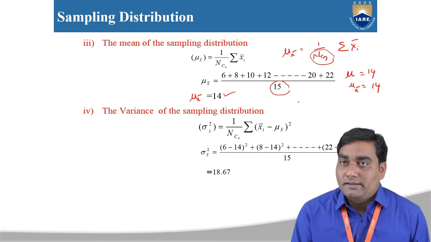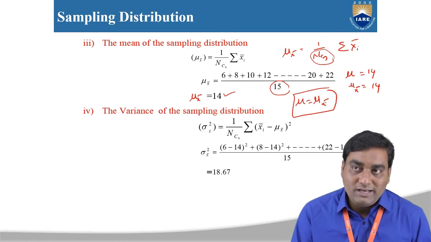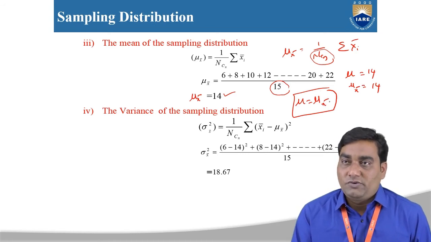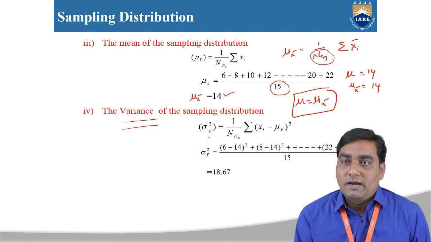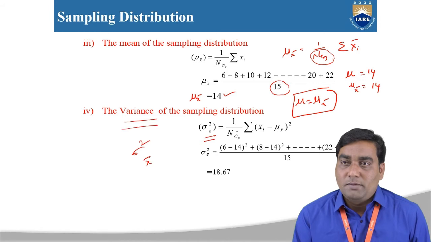So remember this point, mu is always equal to mu x bar. That means the mean of the population and the mean of the sampling distribution are always equal. Next, coming to the variance of the sampling distribution, the symbol is sigma square x bar.